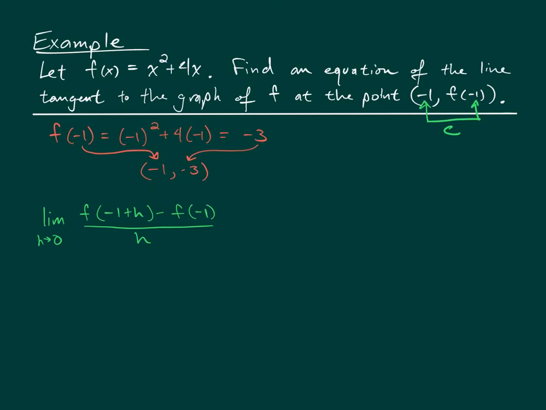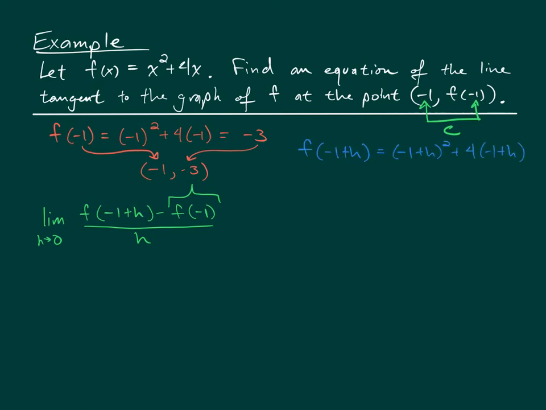And so what's really nice about this is you've already figured out what f of negative 1 is. It is negative 3. What needs to happen now is you need to figure out what f of negative 1 plus h is. And it's done very similarly to how you found f of negative 1, but instead of substituting in negative 1, you're going to substitute in negative 1 plus h.